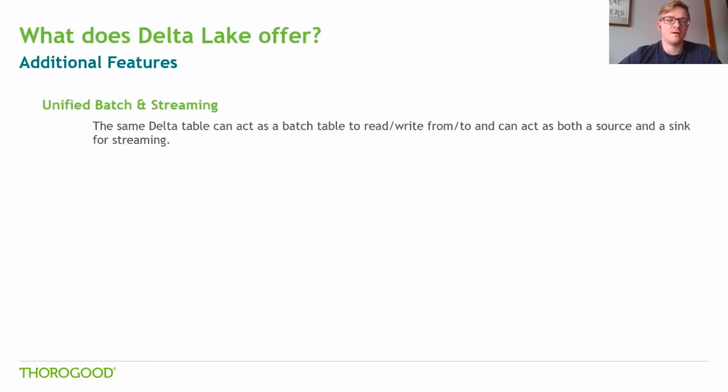So those are unified batch and streaming. Essentially, a Delta table can be read from, and you can write to it in terms of batch, but it can also act as both a source and a sink for streaming, and that's incredibly versatile for a table.